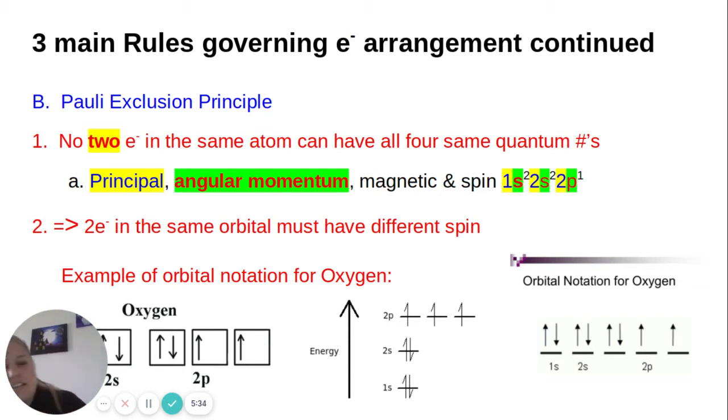It's not really a value, but if you were to look it up in the book, it would say plus or minus a half. It just means that if one electron is spinning clockwise, then the other one in that same energy level, in the same orbital, is going the other direction.